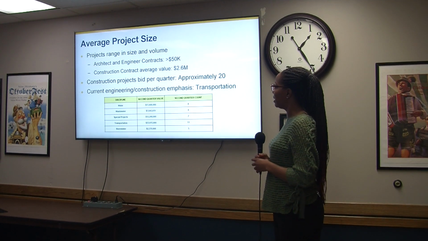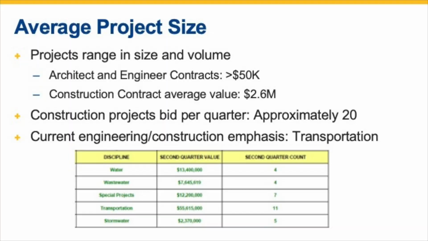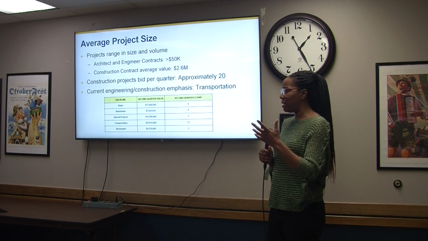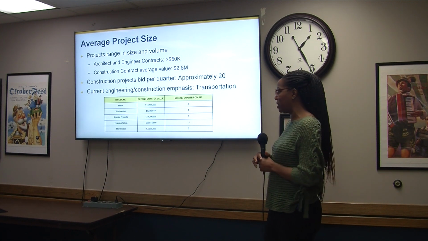The range of the projects, as you see, with architect and engineer, the contracts can be greater than $50,000. The construction contracts average a value of $2.6 million. And the contracts that we try to put out per quarter, it says approximately, but that's a give or take, about 20. The current engineering construction emphasis right now is transportation. We are in a part of the term or time where we need to get a lot of transportation projects, so we're focusing mostly right now on a lot of roadway jobs. I guess that's just the way the plan has been set out based off the budget and everything.